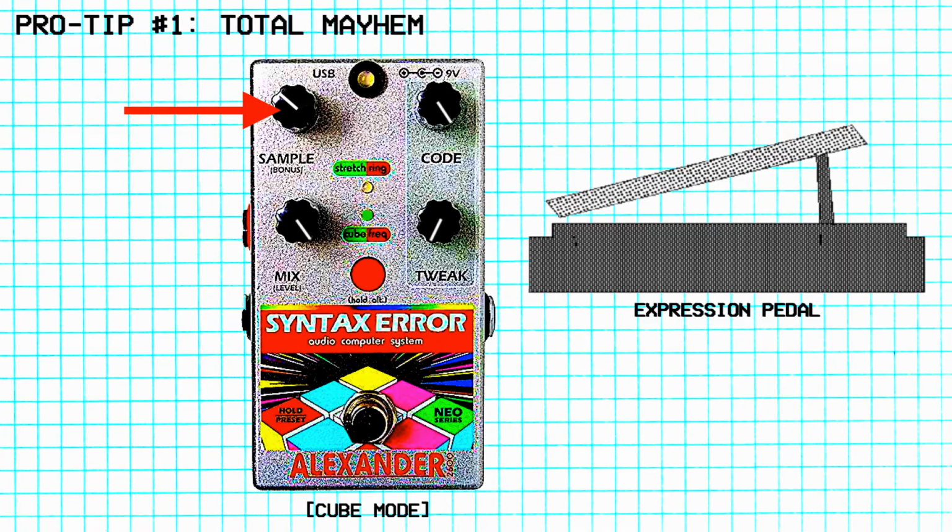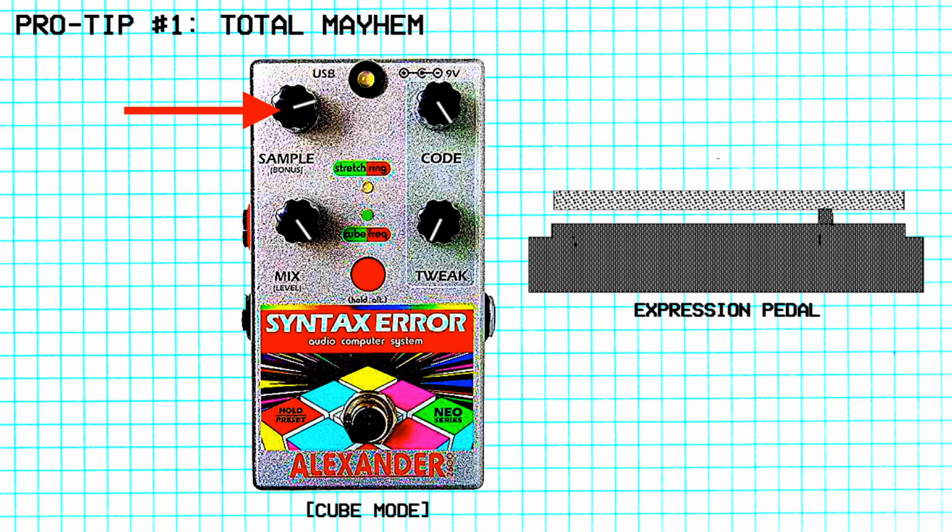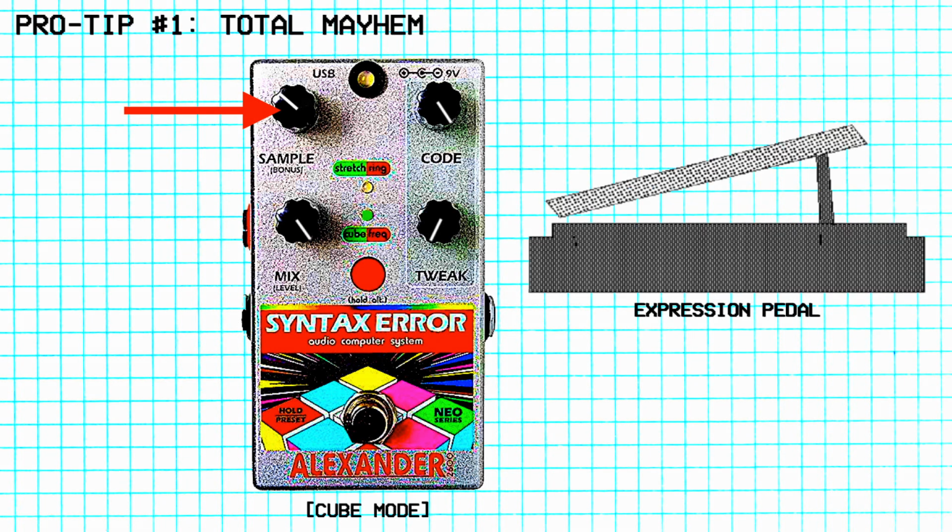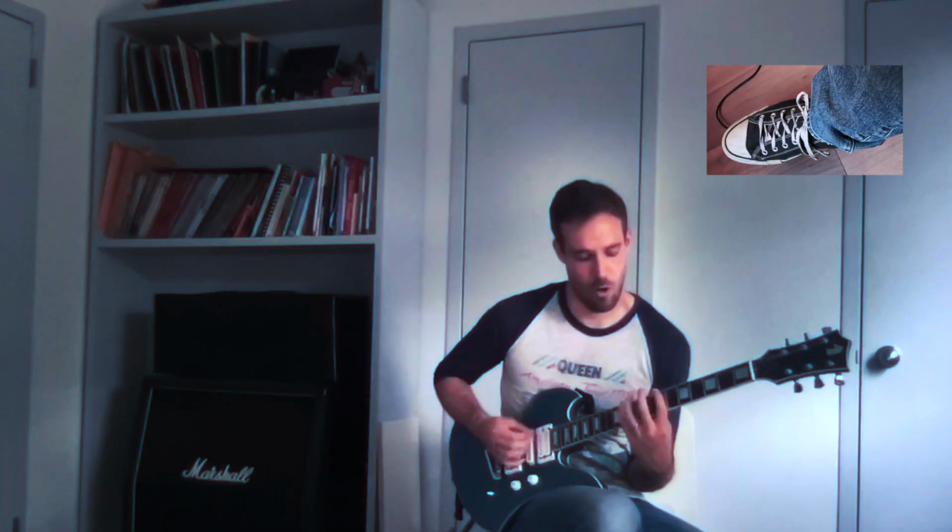For starters, the syntax error can take expression pedals, and there's a lot it can do with that. But my recommendation is to set it up so that the expression pedal is only controlling the sample knob from here to here. And the idea with this is that it'll be undersampling your guitar tone, and you'll be using the expression pedal to switch between a sound that is unusable and a sound that is borderline unusable. My recommendation here is to sweep the expression pedal one way or the other every time you play a bend.